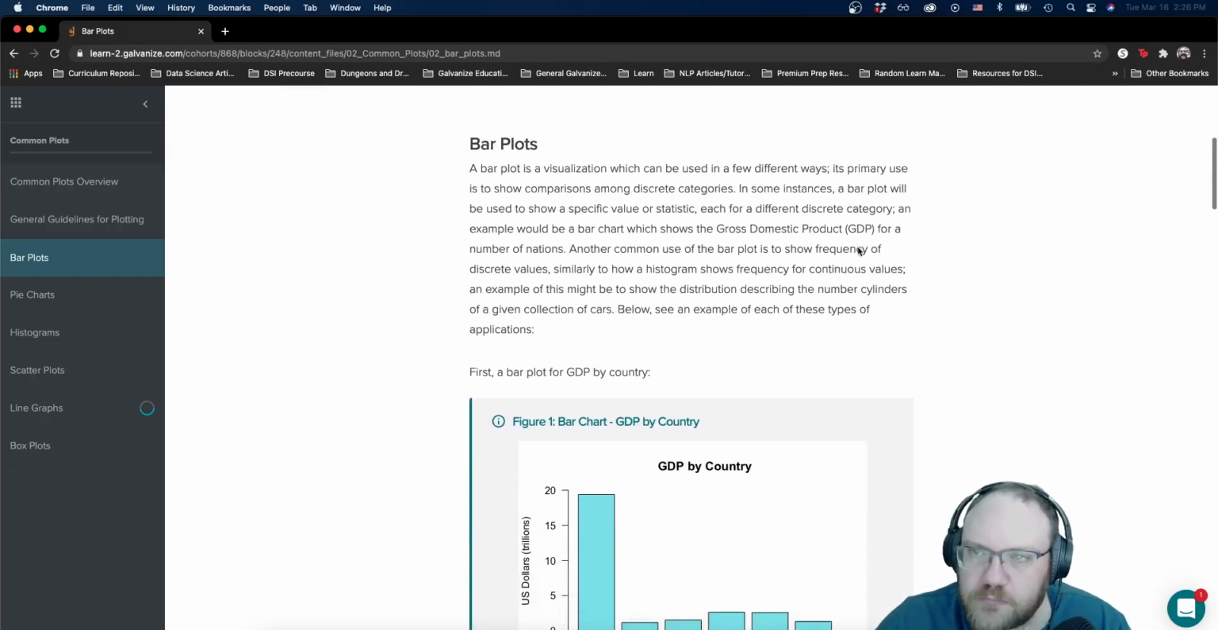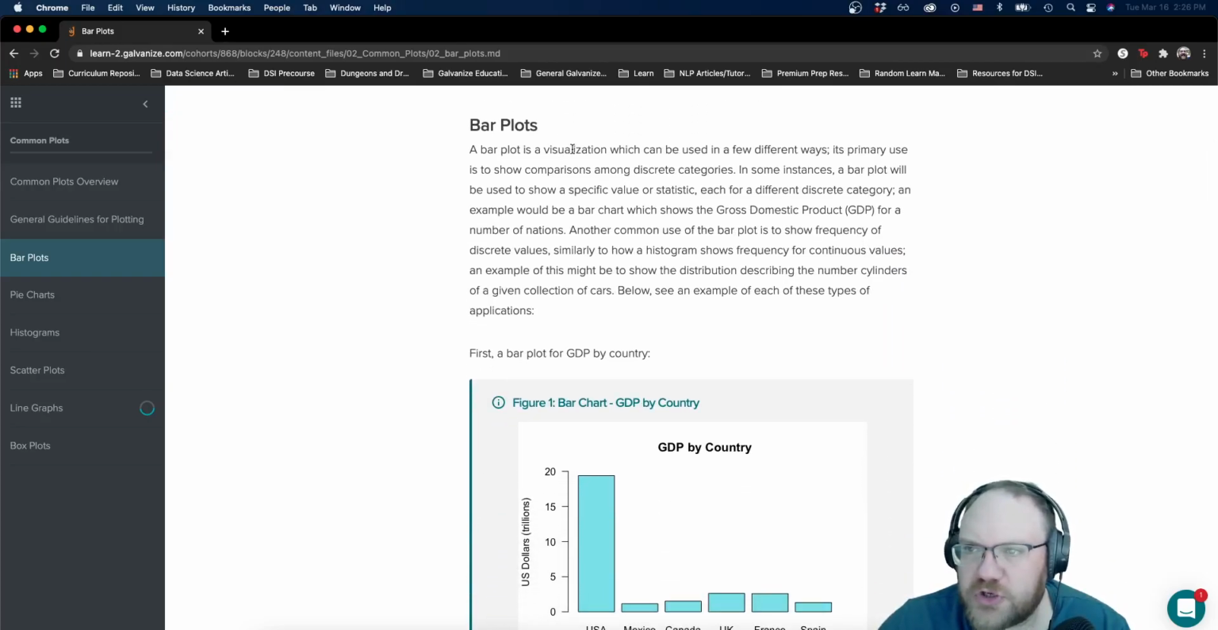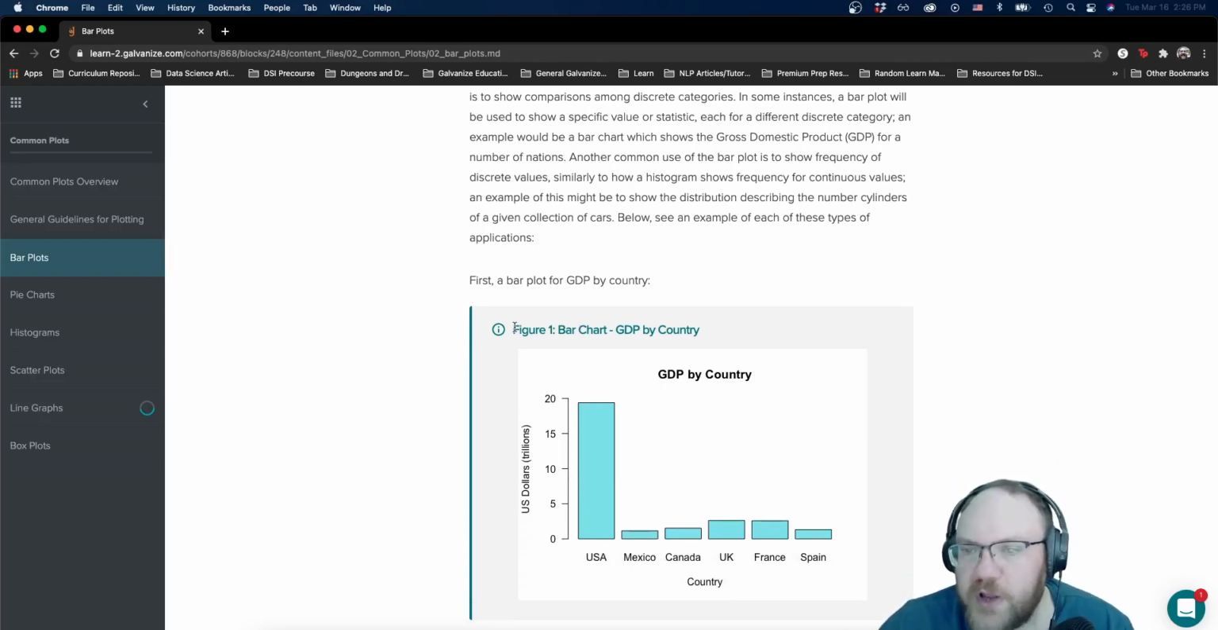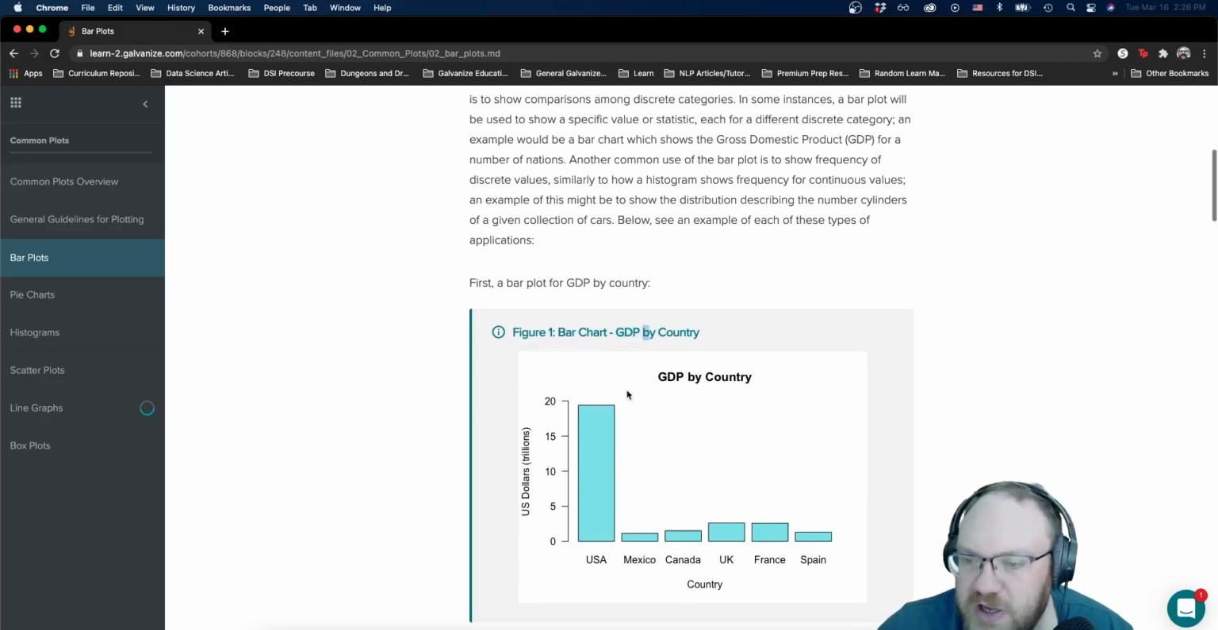So, right, a bar plot's a visualization which can be used in a few different ways, but its primary use is to show comparisons among discrete categories. So we actually see in our first bar chart here, we're looking at gross domestic product by country. There are six different countries here, and then there is the US dollars expressed in trillions for the GDP for United States, Mexico, Canada, UK, France, and Spain.